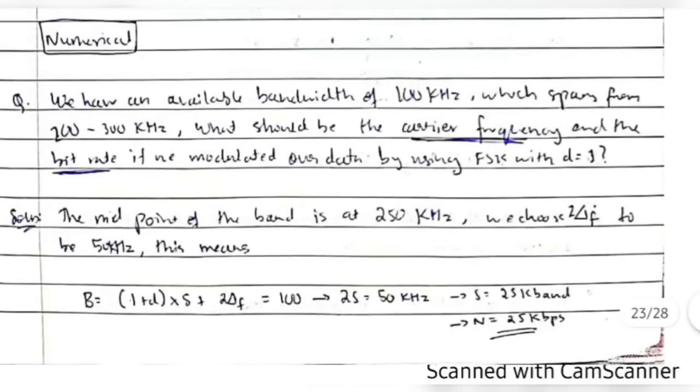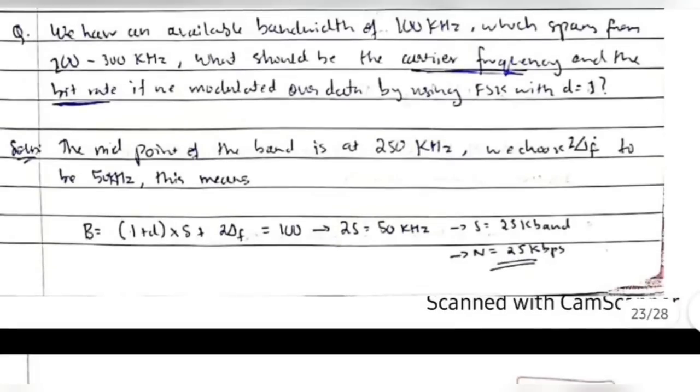So let's solve a numerical here. This is the same numerical as the previous one. 100 kilohertz is the bandwidth, and we have to find out the carrier frequency and the bit rate. Here we have to apply the same formula. We can choose the midpoint of the carrier frequency as 250 kilohertz, and we have to choose 2 times delta F. 2 times delta F is nothing but whatever value they give here, bandwidth divided by 2. That is 50 kilohertz. Therefore, by applying those values, you will get the answer of N as 25 kilobytes per second.